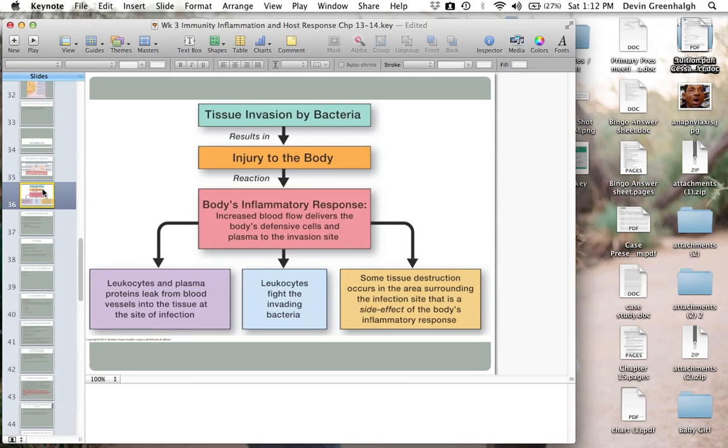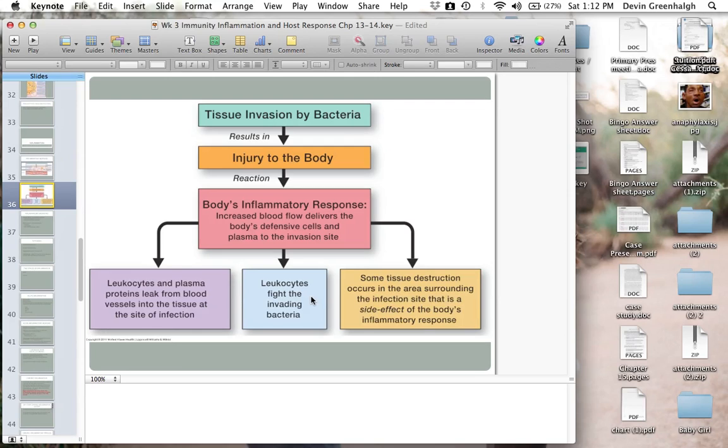So, here's a little chart talking about that more. Tissue invasion by bacteria. When you get bacteria in your tissue, it results in injury to the body, and the body reacts with the inflammatory response. In the inflammatory response, you have increased blood flow, delivering the body's defensive cells and plasma to the invasion site, and then leukocytes and plasma proteins leak from the blood vessel into the tissue.